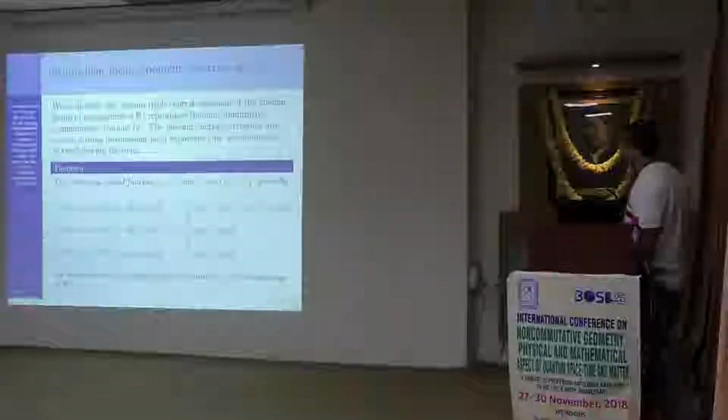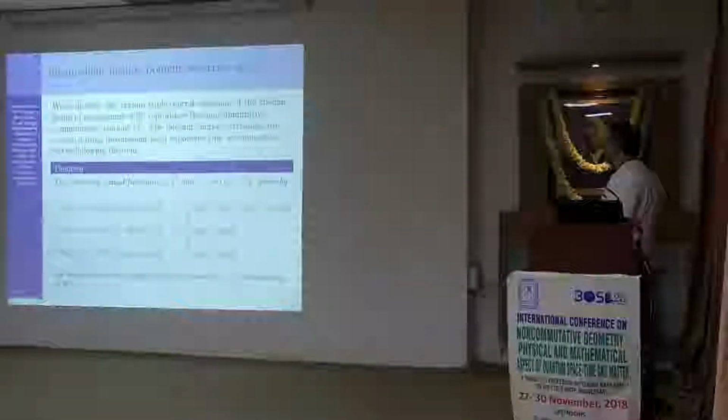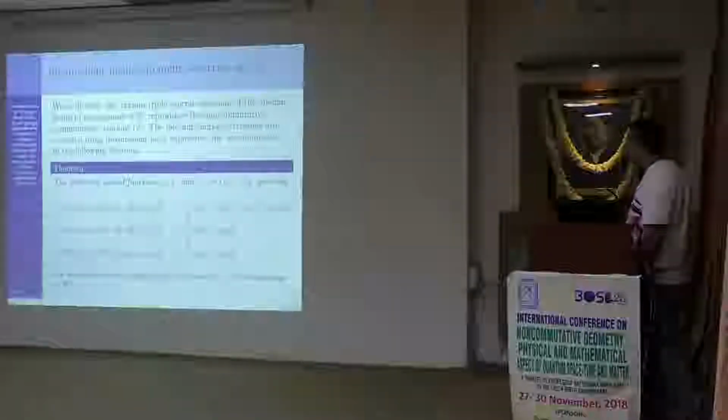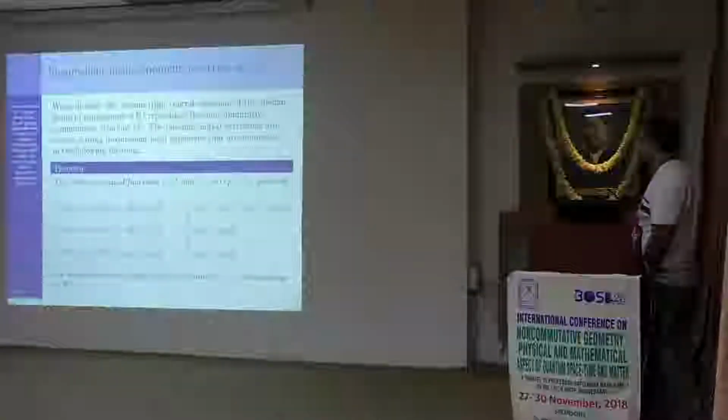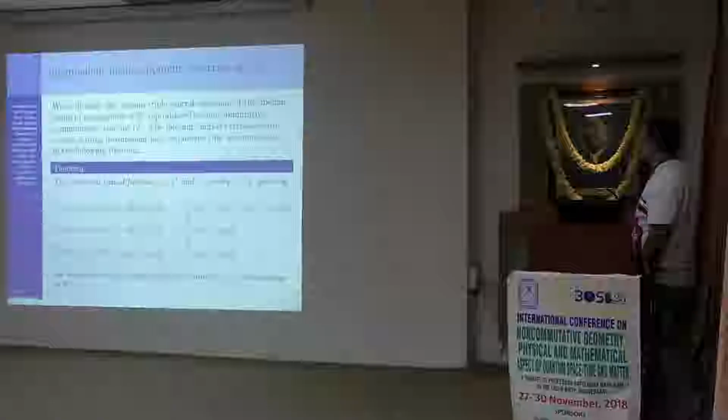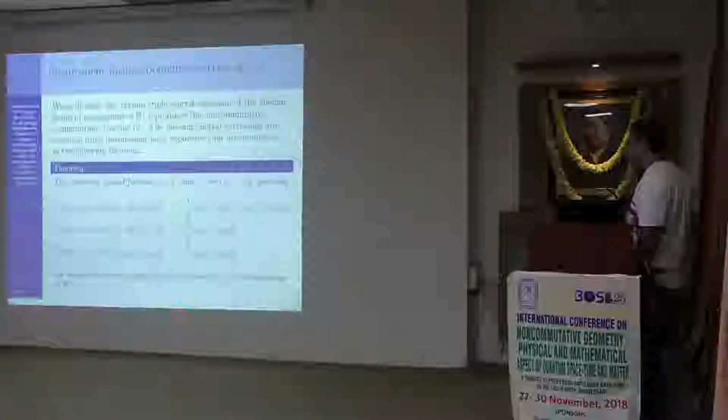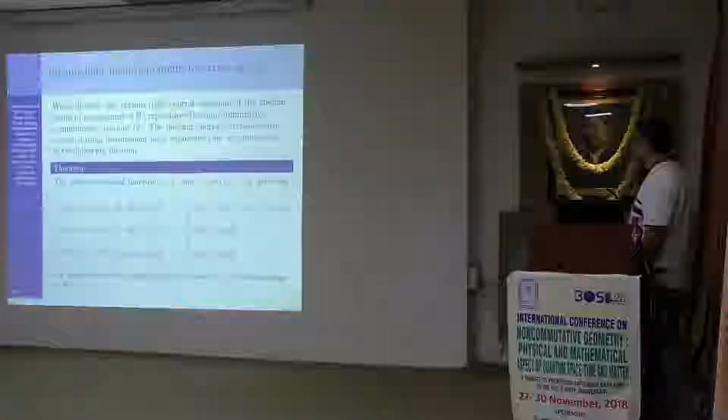So here is the result: these are three inequivalent local exponents of the group of translation of R4. The proof is pretty simple. I'm not going over the proof; it's given in the paper.